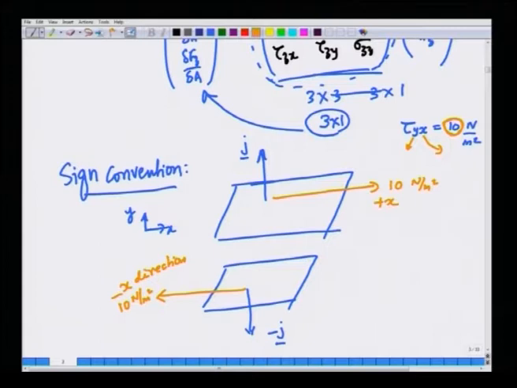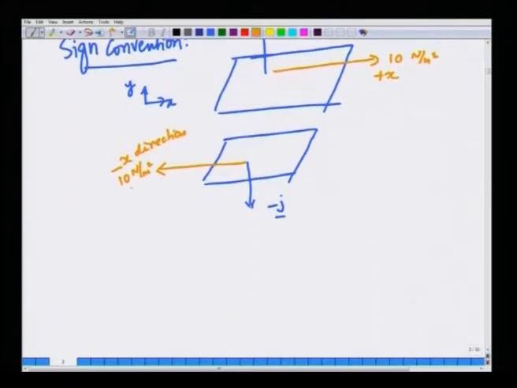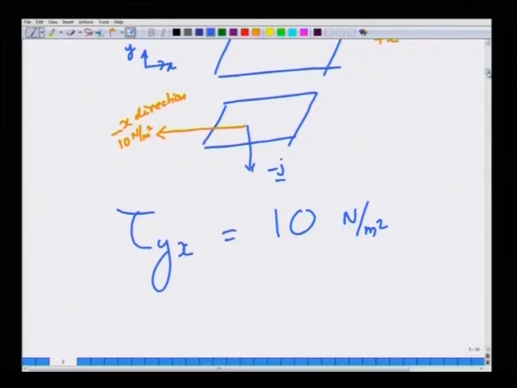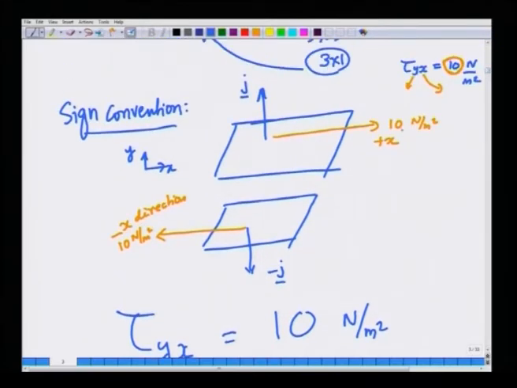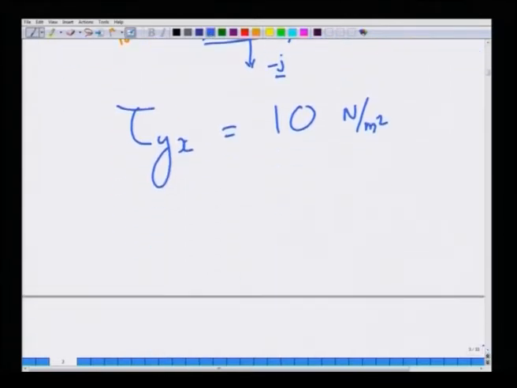So, if somebody says that you have a force or stress tau y x is plus 10 Newton per meter squared, it could either mean that a force of 10 Newton per meter squared is acting in the plus x direction on a surface whose unit normal is in the plus y direction, or a force of 10 Newton per meter squared is acting in the minus x direction on a surface whose unit normal is in the minus y direction. So, that is the meaning of positive stress values.